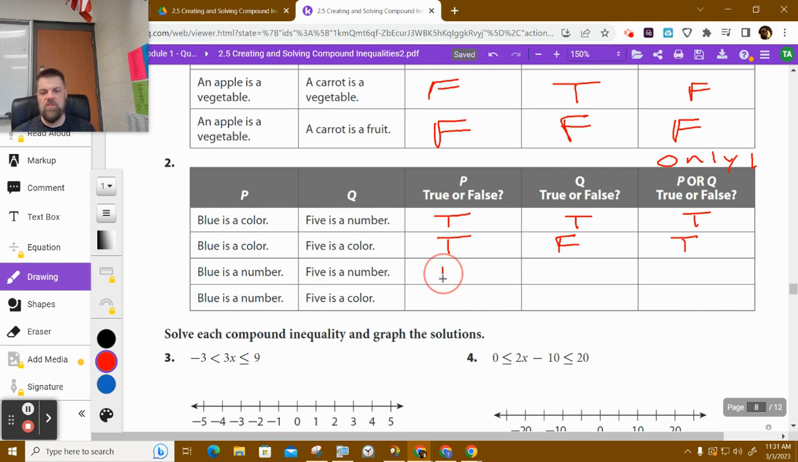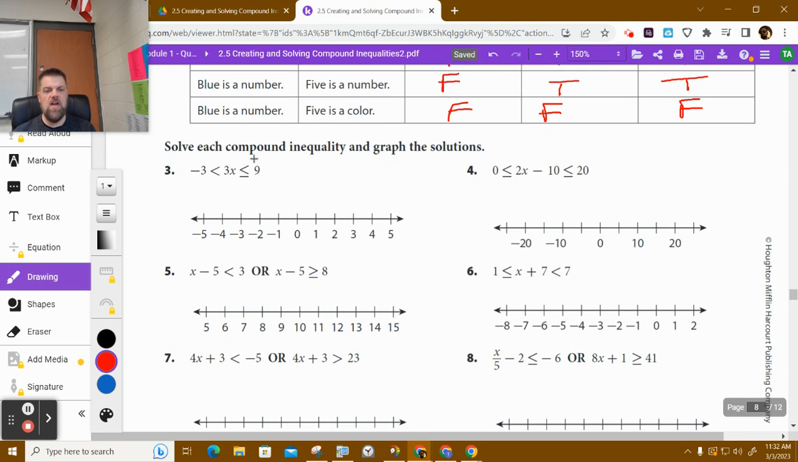Blue is a number. False. 5 is a number. True. Blue is a number or 5 is a number. Well, yeah, one of them's true, so that statement with the or is true as well. Blue is a number. 5 is a color. False and false. And the last one is false. Any questions on that?